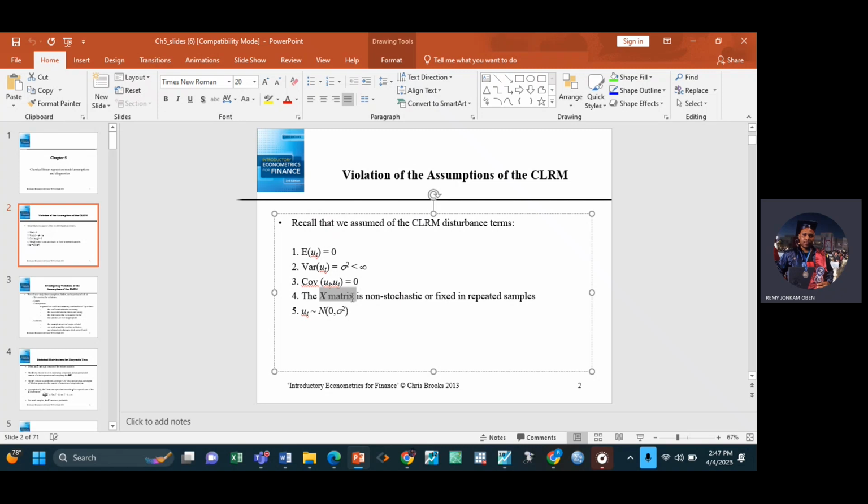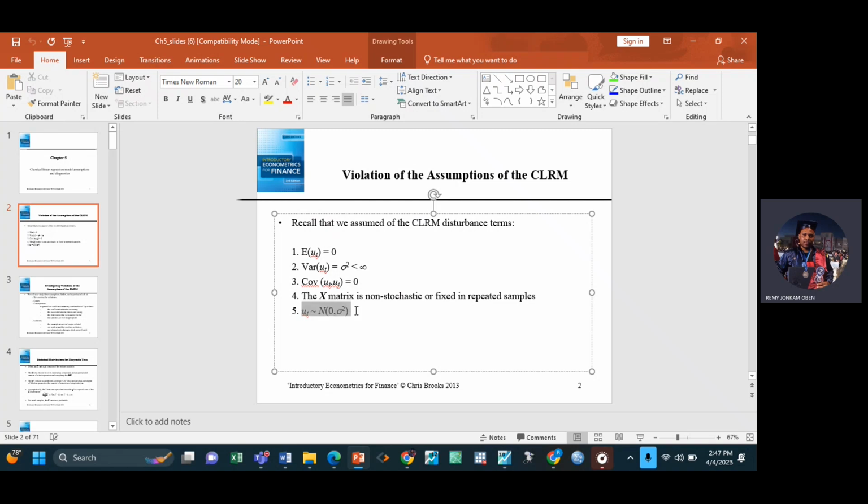You know, the dependent variable is Y, the independent variable is X. So the regressors should not be stochastic. What does it mean? It means they should not be random. The error term should be random. The error term should be stochastic. But regressors should not be stochastic.